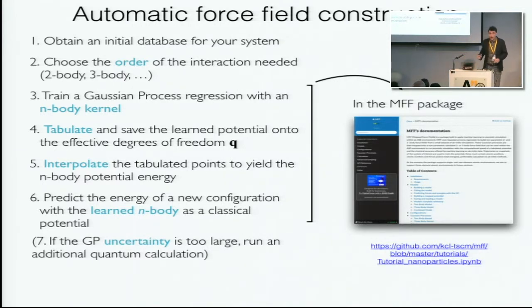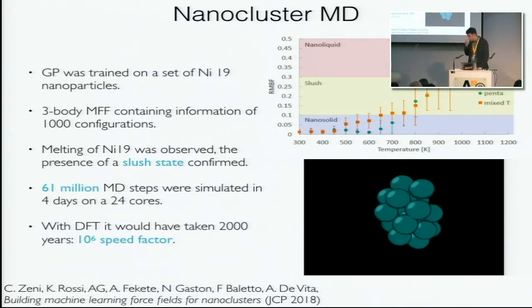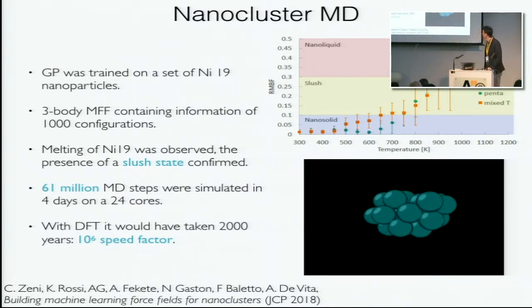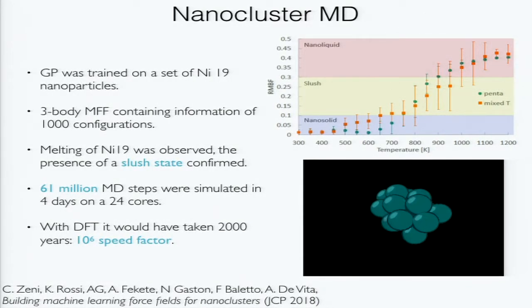Additionally, it is interesting that you could use the GP uncertainty to, on the fly, train the Gaussian process if you wander into a region of configurational space which you don't know. Just to show you one of the first applications we did of this MFF, we took a set of nickel-90 nanoparticles with different morphologies, and we trained them using a very small training set, 1,000 configurations. And we built a three-body force field for that, and we tabulated it.